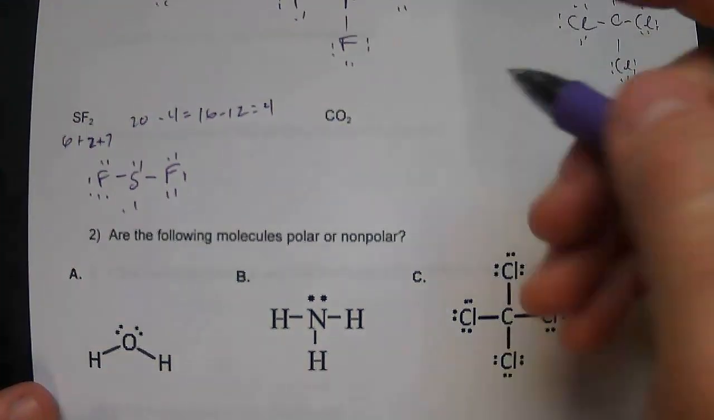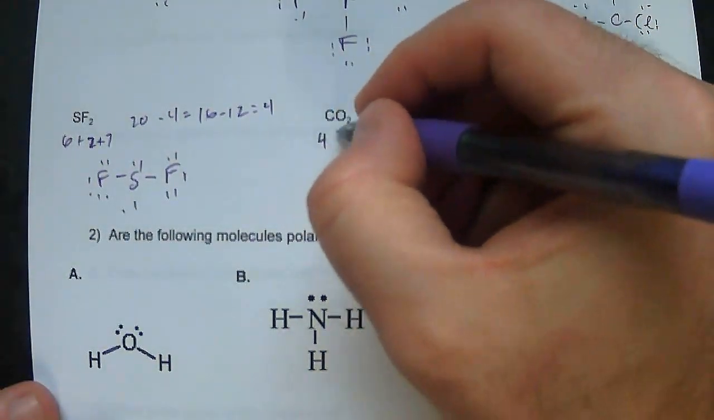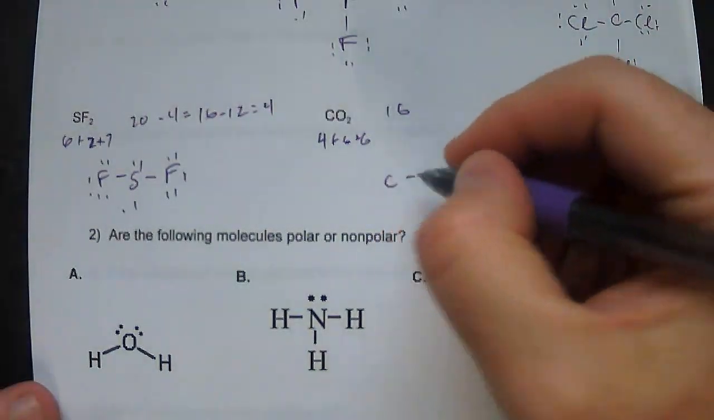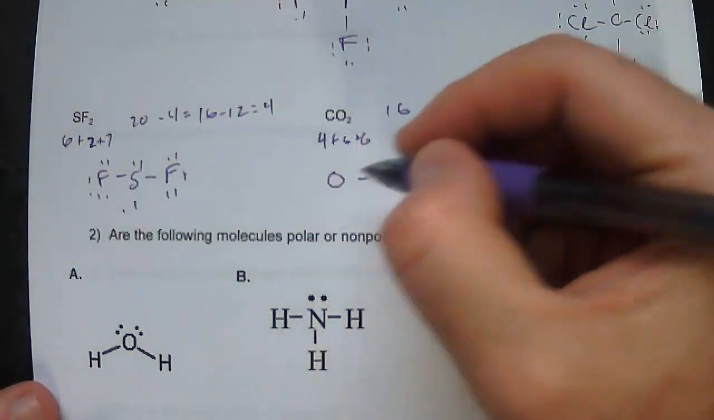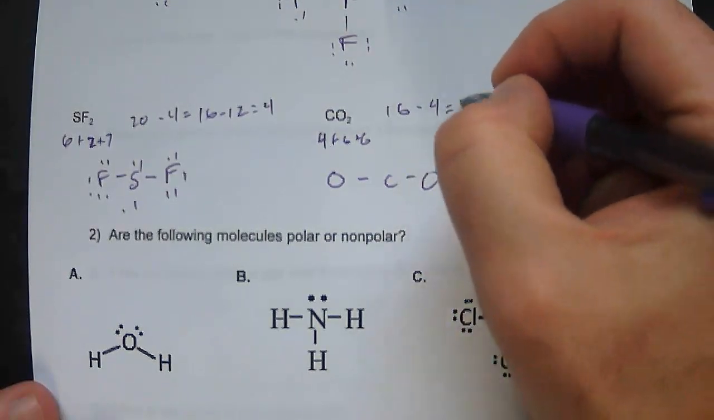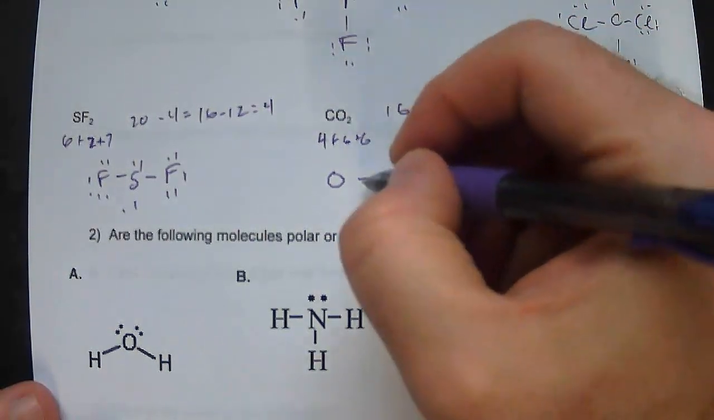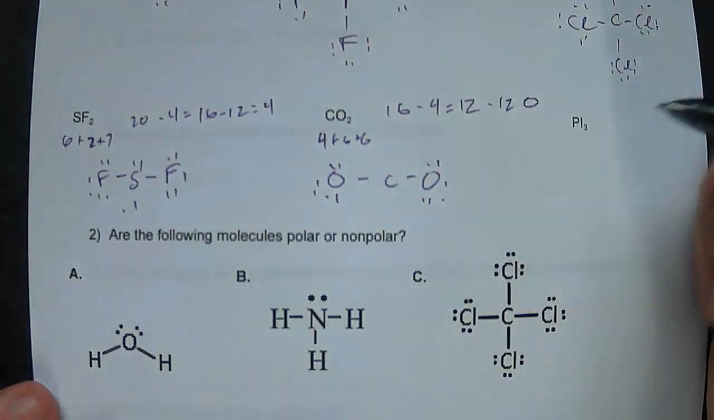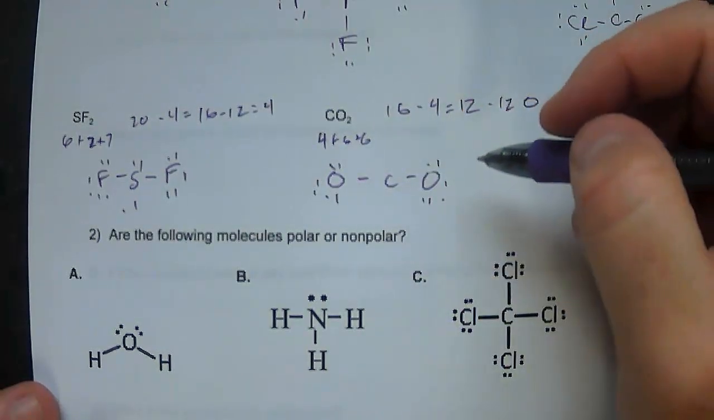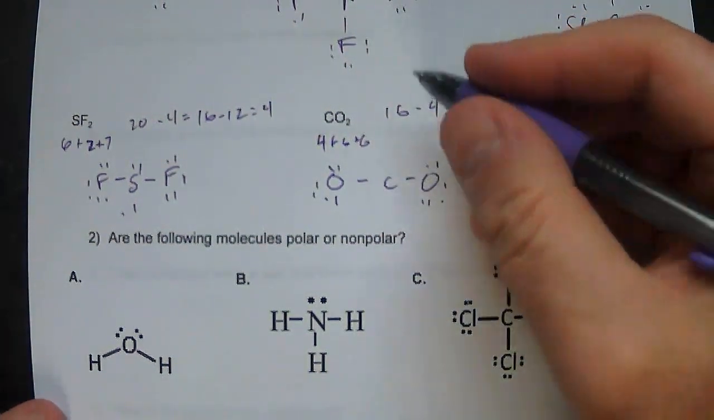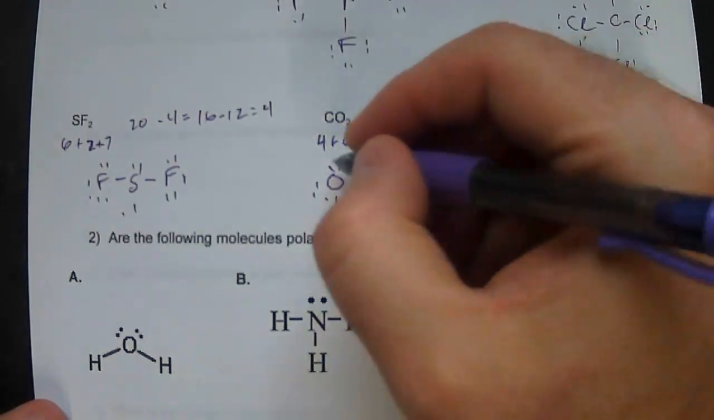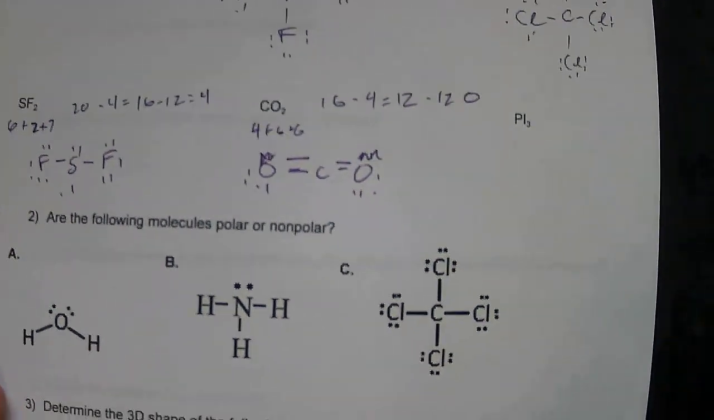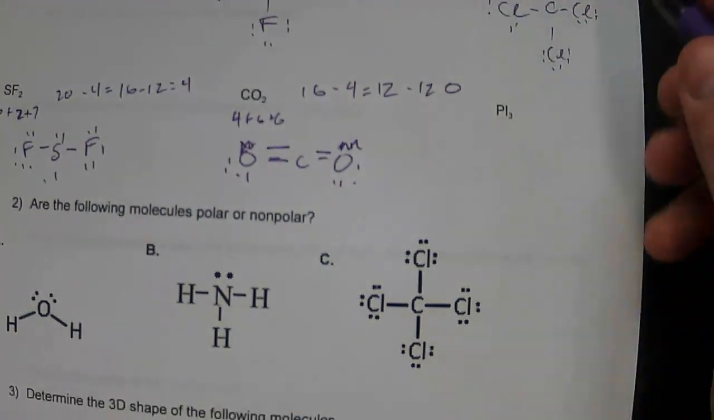Okay, CO2, that's 4 plus 6 plus 6, so that's 16 electrons. We're going to go C, O, O, so that's 12 left. We're going to go 2, 4, 6, 8, 10, 12. So we have none left, but there's no octet around the central atom, so we have to take 2 of these and 2 of these and make a double bond on each side. And then last, we have PI3.